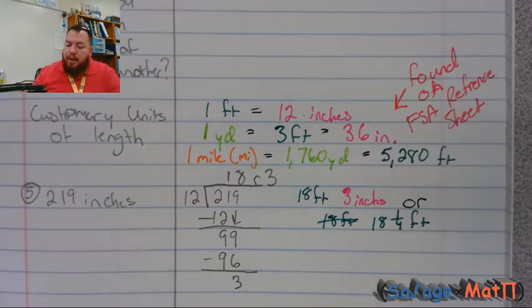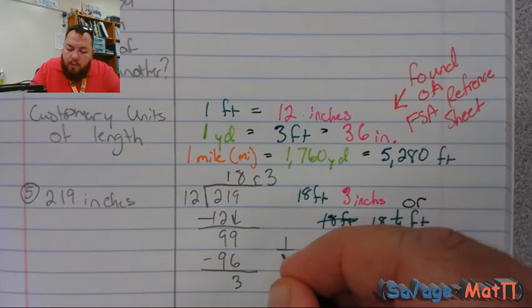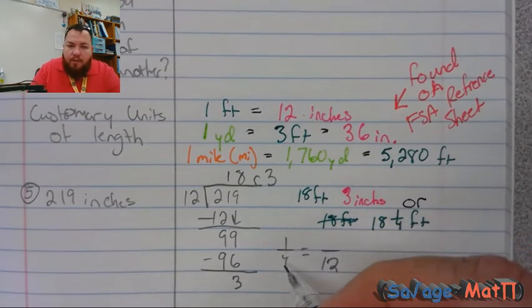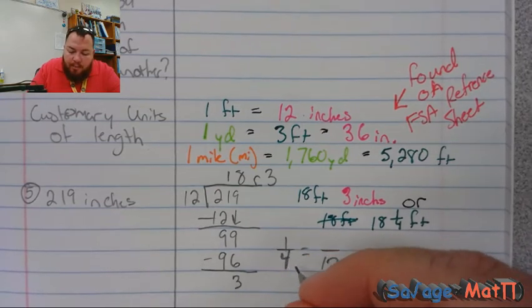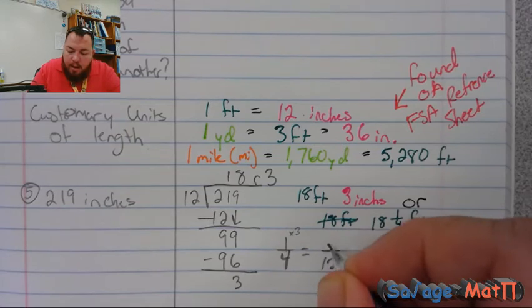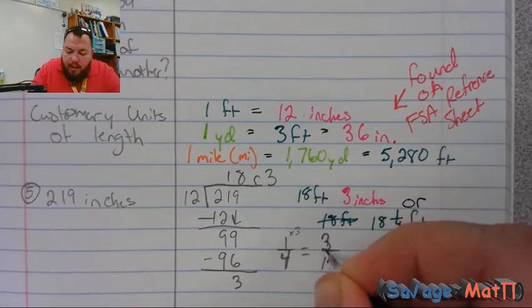And the way we know that is if I did 1/4 equals, and I put it over 12, 4 goes into 12 3 times, so we'd multiply 1 by 3, and that would give us 3 over 12.